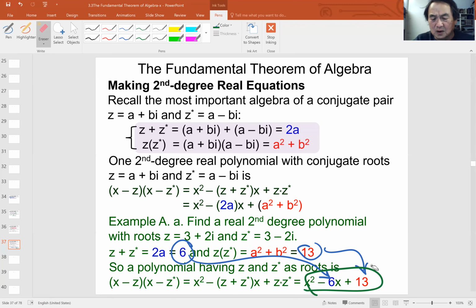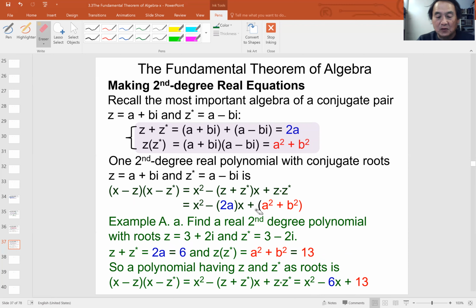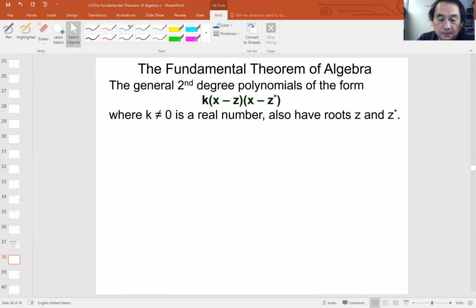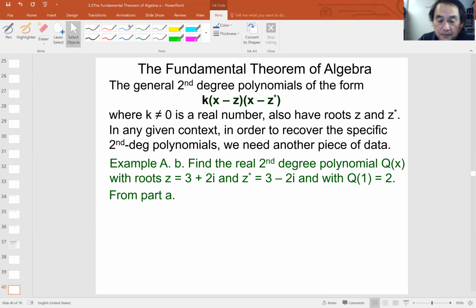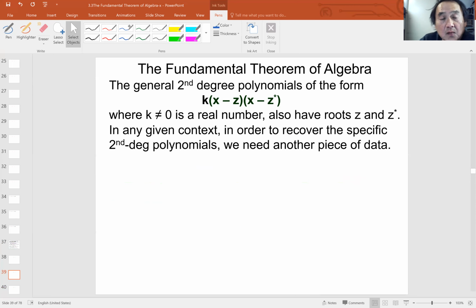And why? Because it's on the homework. So it's nice to know that you can just do this really fast and produce a second degree polynomial with specified roots. Now, on the other hand, there are many polynomials with the roots z and z prime.